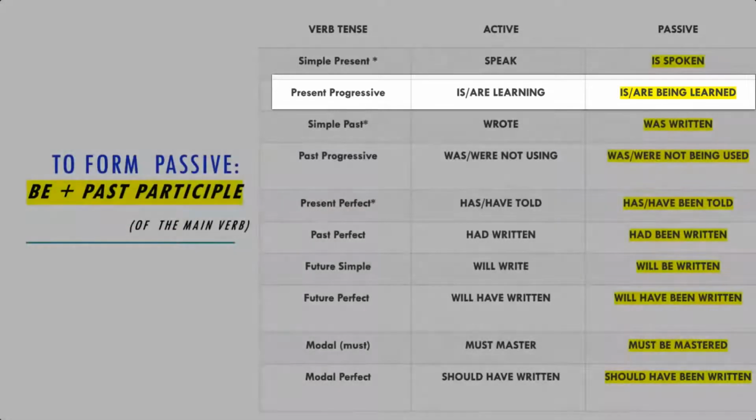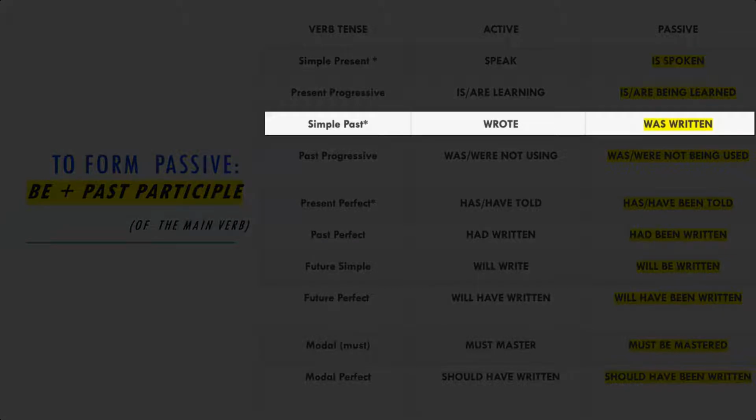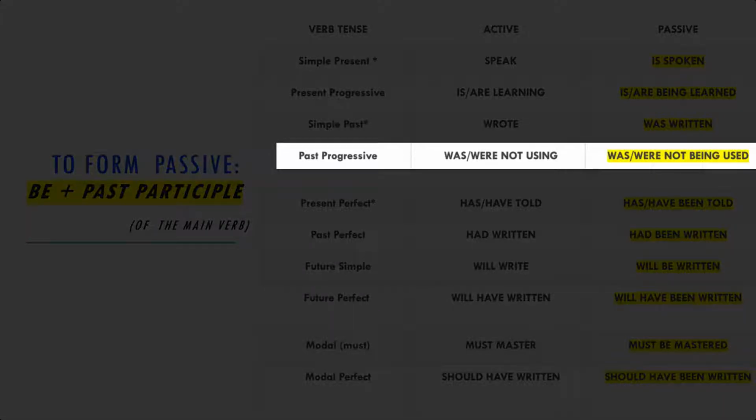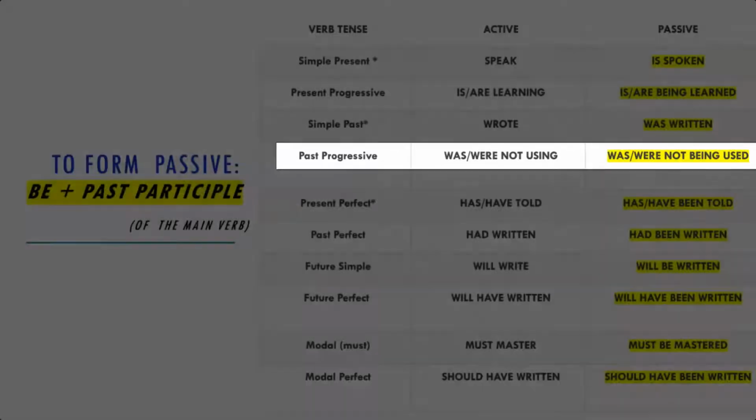It has some duration. Simple past, wrote, and then the passive voice is going to be was written. Why? Because my original sentence, let's pretend for now, is I wrote a book. So was is the past of be and written is the past participle. So a book was written by me. Past progressive, again ing, was or were using, and the passive is was or were not being used.